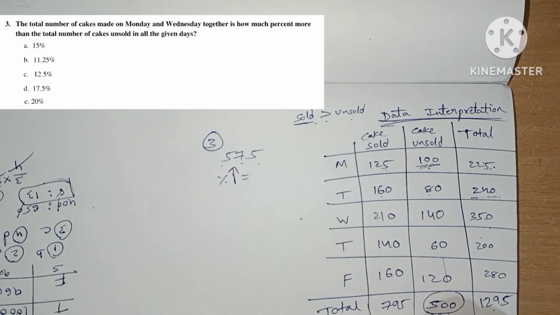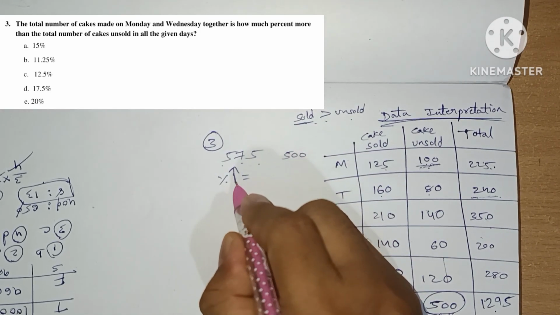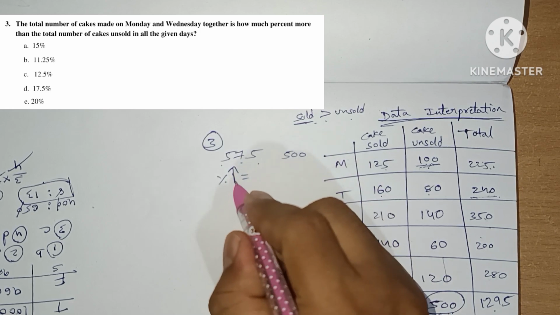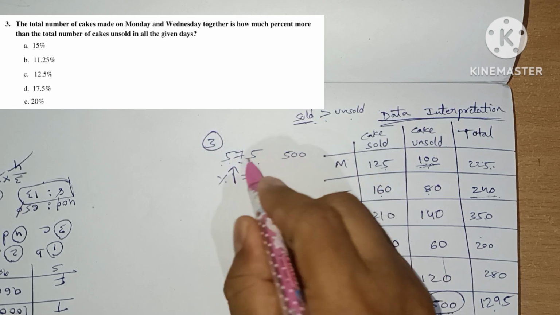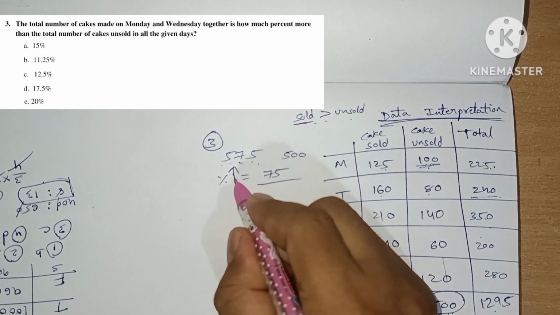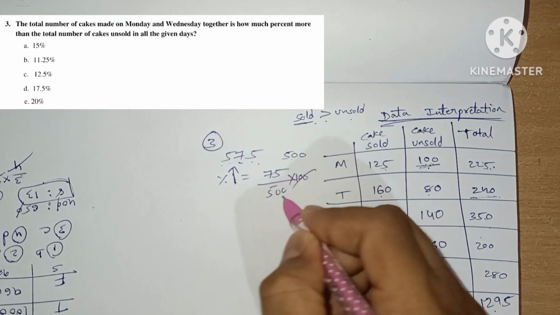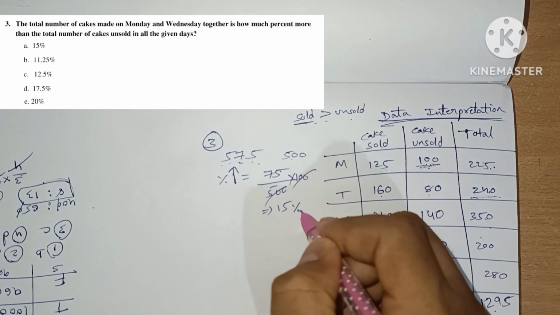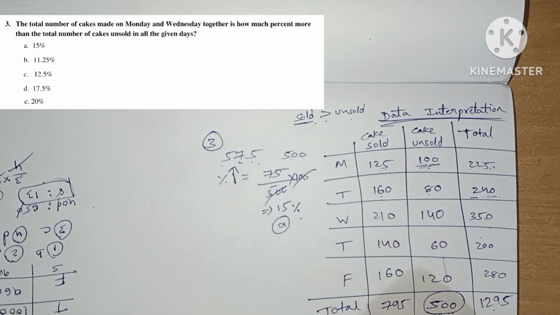Total unsold will be 500. So for these two, the percentage increase. The question asked is what is the percentage more for this one. So we take the difference between these two, which is 75, divided by, since it says more, we take the smaller value, which is 500, into 100. 5 fifteens. So the answer will be 15 percent. So option A is the answer for the third question.